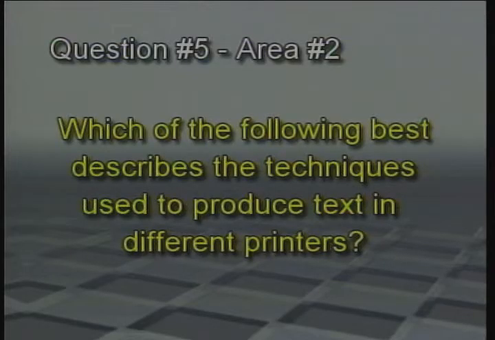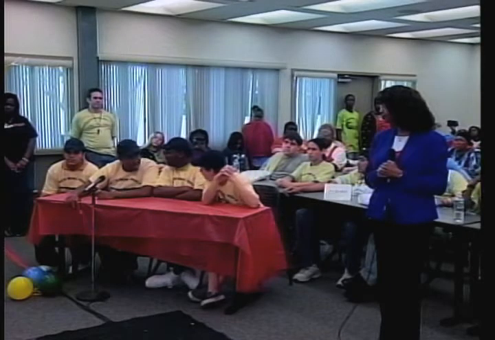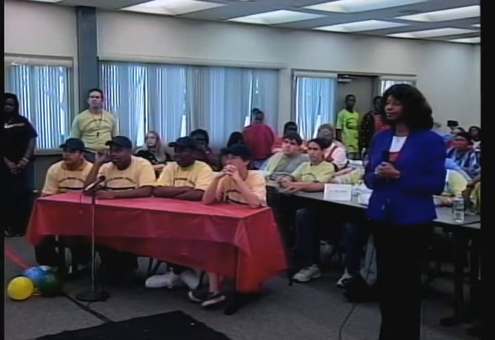Question number 5, back over to Microsoft. Which of the following best describes the techniques used to produce text in different printers? Is it A, toner cartridge, B, operator, C, outline fonts, or D, font mechanism? D, font mechanisms. That is correct. Good.